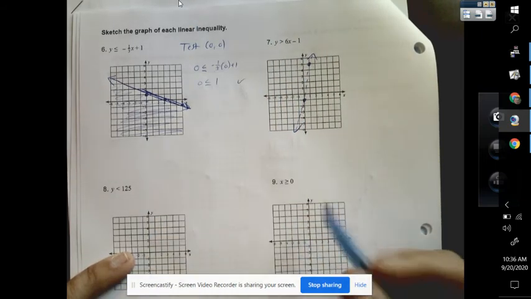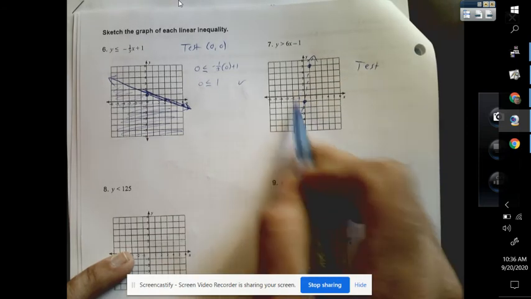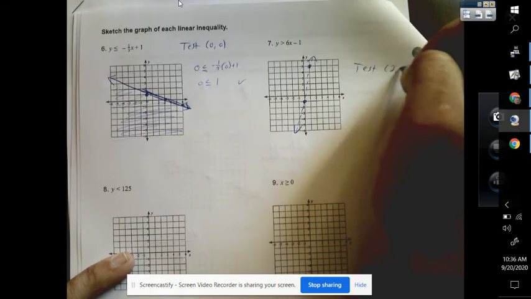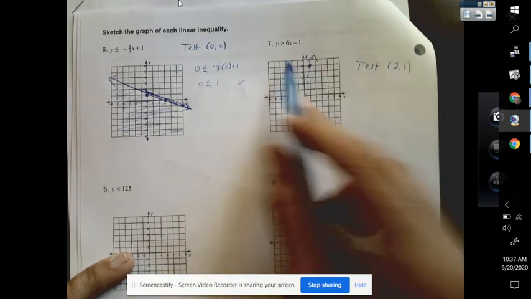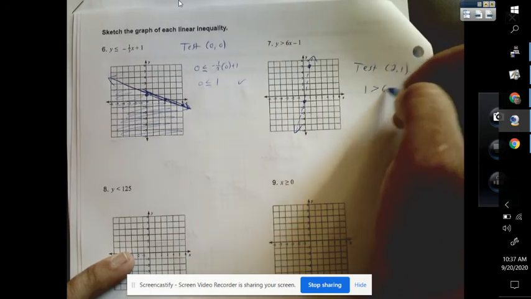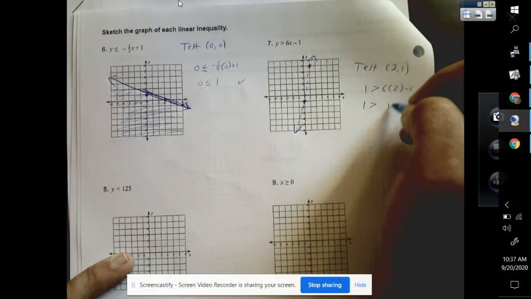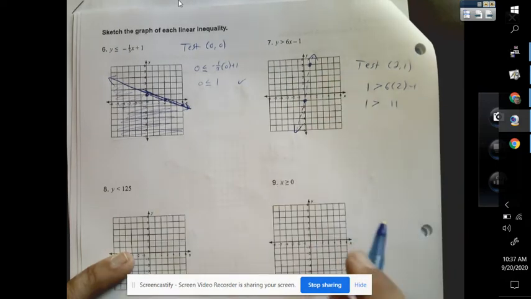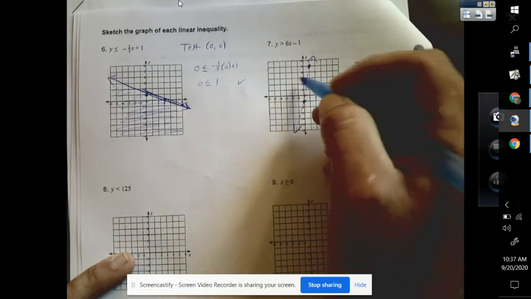Okay. I'm going to pick a test point to show you guys again. I'm going to pick test point negative 1. Actually, I'm going to do test point 2, 1. I want to show you guys this. If I pick test point 2, 1 and plug that up here, I'm going to get 1 is greater than 6 times 2 minus 1. 1 is greater than 11. Is that true? Hopefully you guys are cool with knowing that's not true. So this point does not work. So since this side doesn't work, you want to shade the other side.